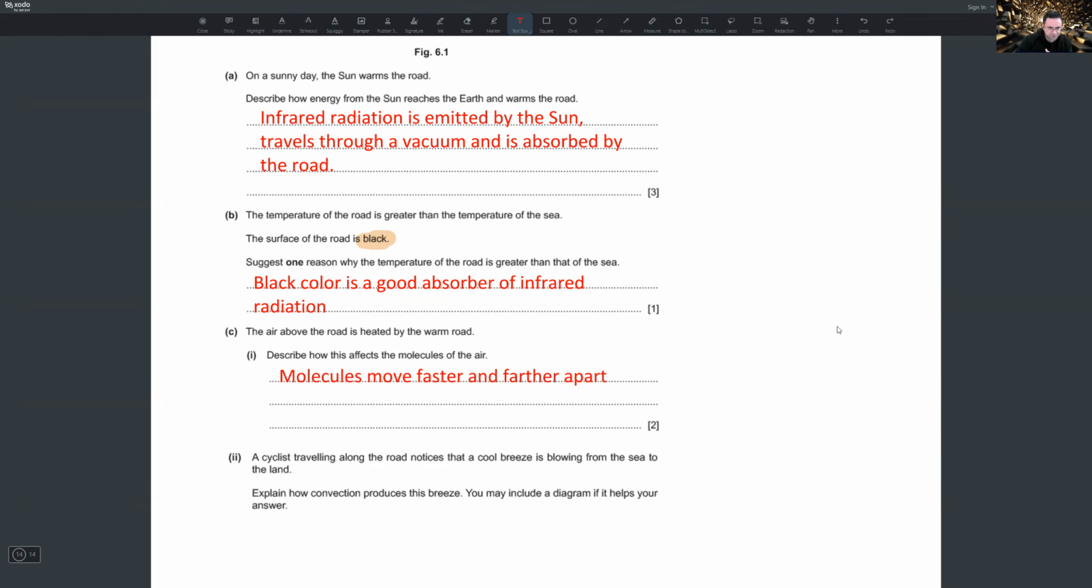Look at the language again. How does this affect the molecules of the air? It doesn't ask how it is transferred. What happens to the air? Does it rise? Does it fall? No. He just said what happens to the molecules when it's warmer or when it's heated.